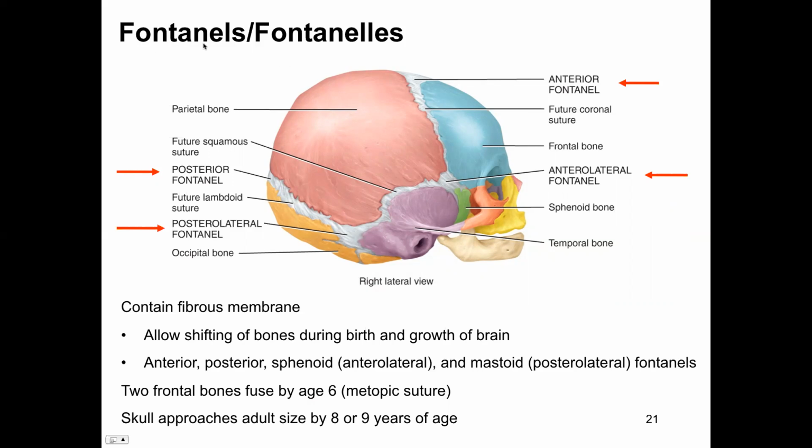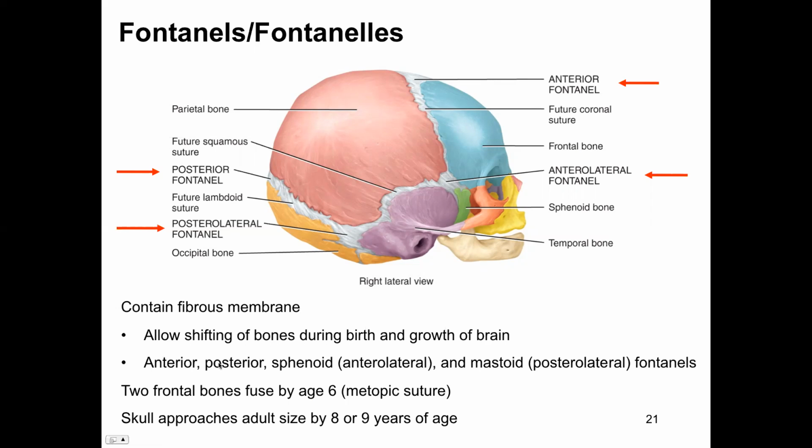I notice that most of the time I see fontanels spelled with N-E-L-L-E-S, but the Saladin text spells it differently. I think that's kind of weird. This is the first time I've seen it like that. You can see even on my figure here, it's spelled with an E-L instead of an L-L-E at the end. So anyways, I put that there. I guess that's an alternative spelling.